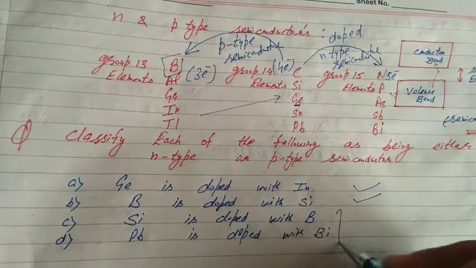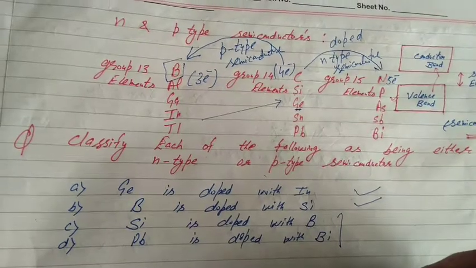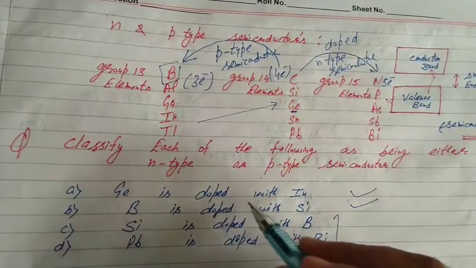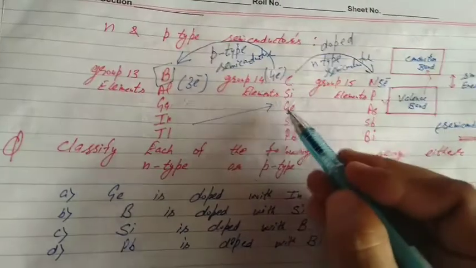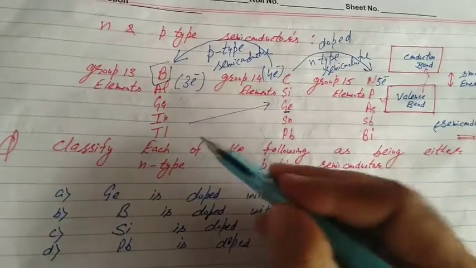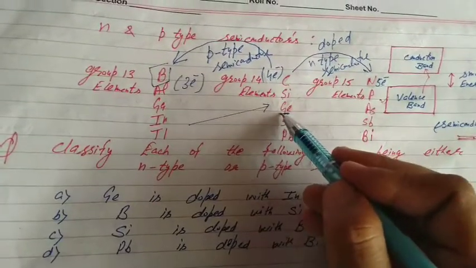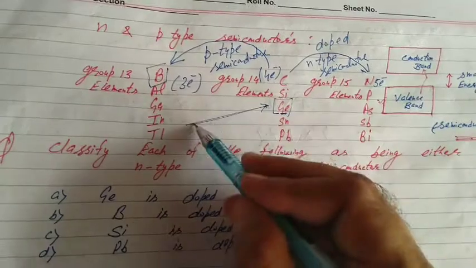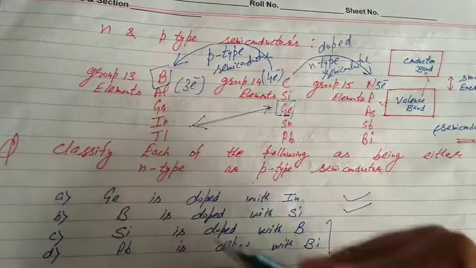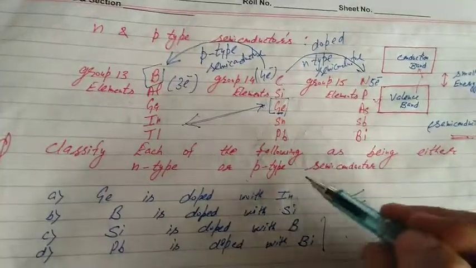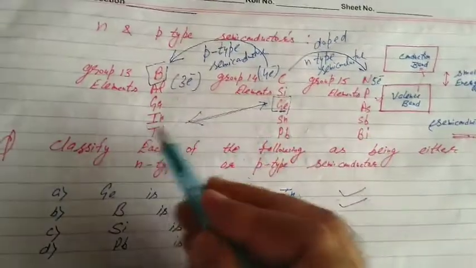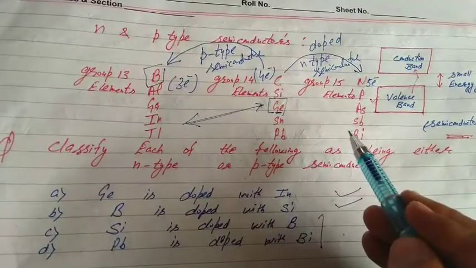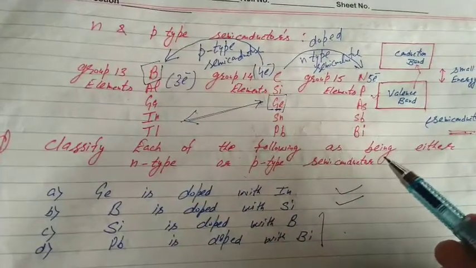In the same way, practice this. Germanium is doped with indium, students. We are adding the impurity of indium in germanium. Germanium has 4 valence electrons. We are moving backward, that is adding the impurity of indium. It becomes electron deficient, P-type. Backward P-type and forward N-type semiconductors.